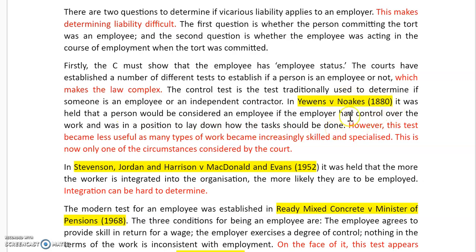So it's sometimes known as the control test. However, you can see the date there, 1880, so a long time ago. This test has become less useful over time because the way that we work now is quite different to how it was in 1880. And because we've got increasingly skilled and specialised work, our employers don't necessarily have the same degree of control that they used to. So now it's only going to be one of the circumstances considered by the court.